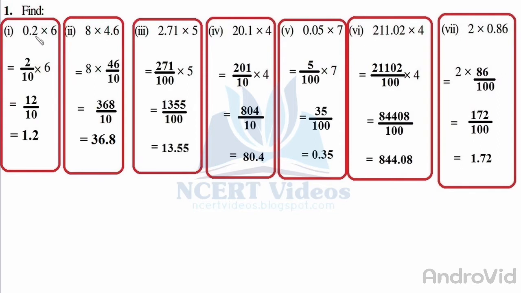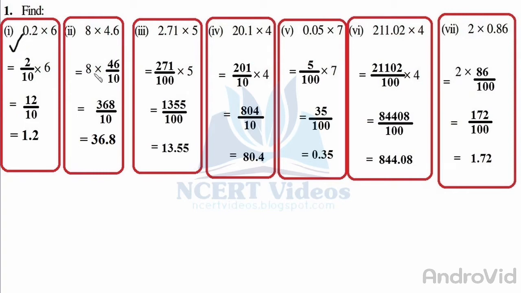0.2 into 6: writing 2 as it is and representing the decimal with 1 and counting the number of digits towards the right-hand side of the decimal. In this case it is only 1 digit, therefore only 1 zero. 2 into 6 is 12 upon 10. Writing the numerator as it is, counting the number of zeros and placing the decimal towards the left-hand side. So only one place because only 1 zero.